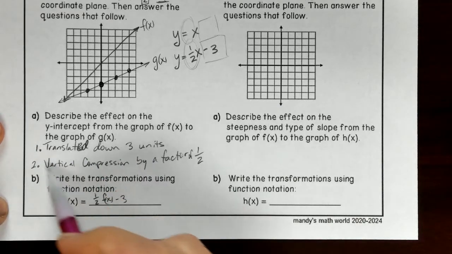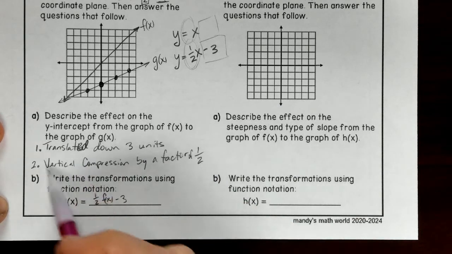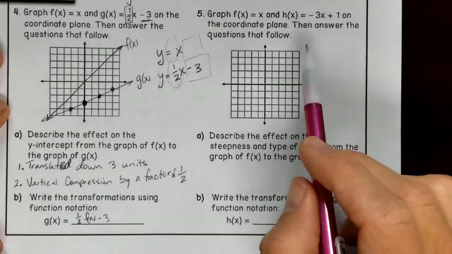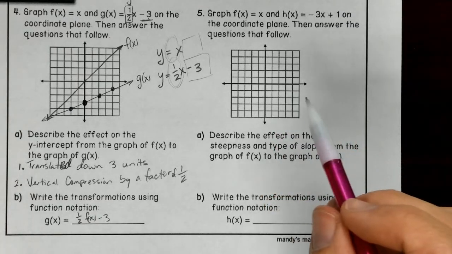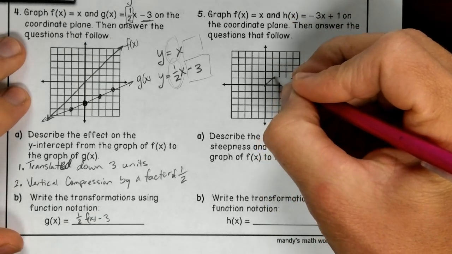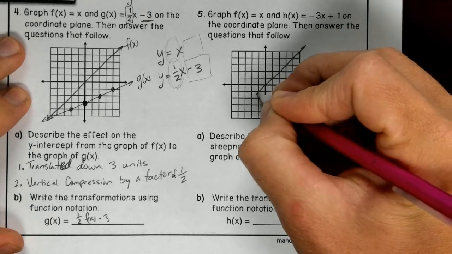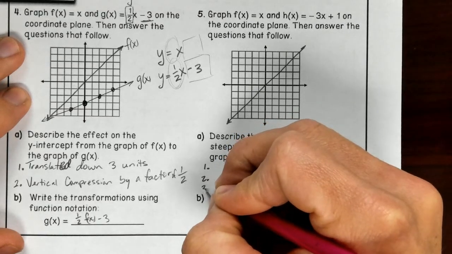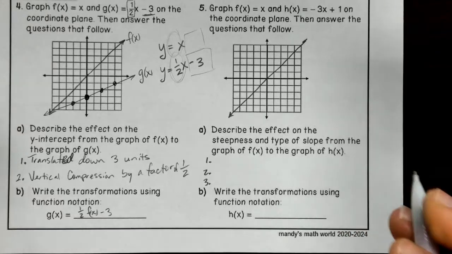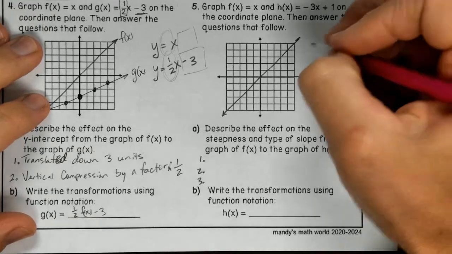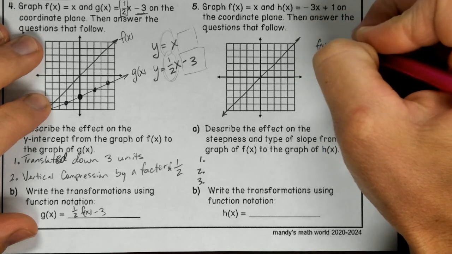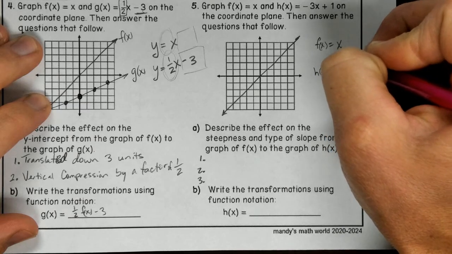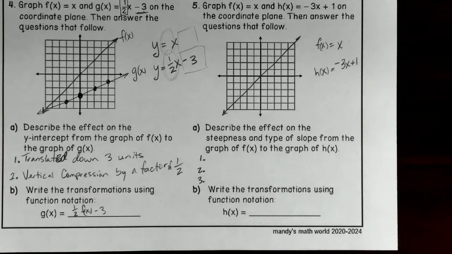This is what I'm worried about, guys: understanding that there are 2 transformations to that graph. So I'm going to give you about a minute. I want you to work on number 5 by yourself. We're graphing the parent function, and I'm going to give you a hint. There are 3 separate transformations to that parent function. I need you to tell me what those 3 transformations are. So it's f of x equals x, and h of x equals -3x plus 1.